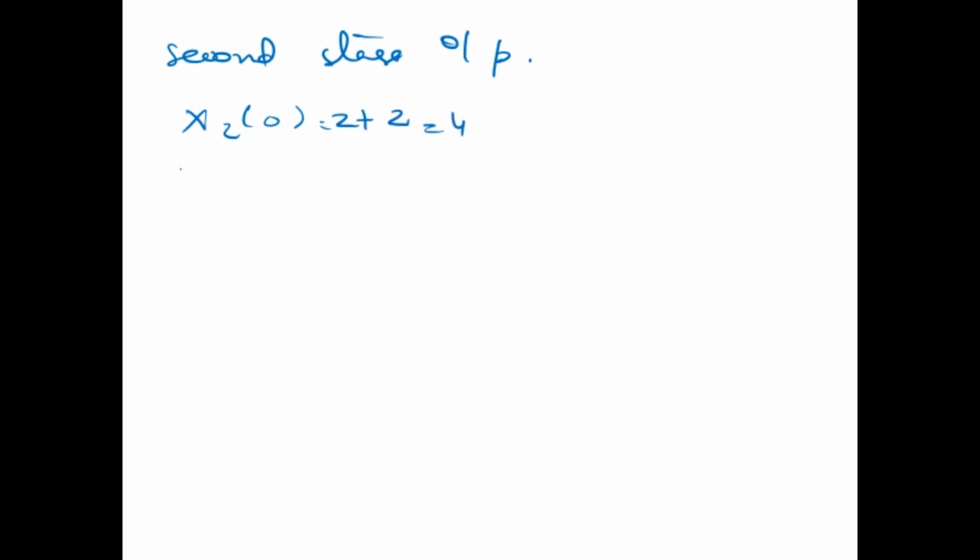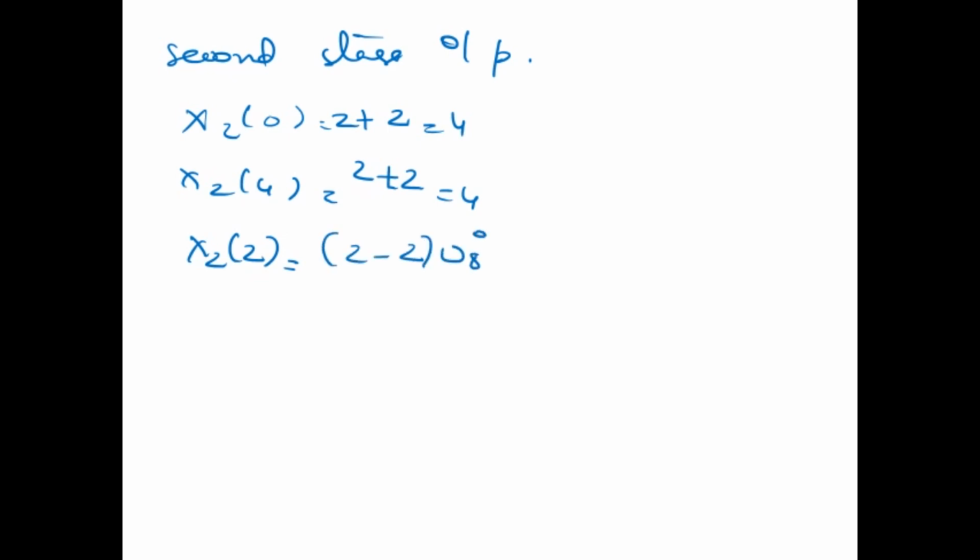Let us compute the second stage output. That means first stage output is input for the second stage. That is x2 of 0 is equal to 2 plus 2, which is equal to 4. x2 of 4 is equal to 2 plus 2, which is also equal to 4. x2 of 2, which is equal to 2 minus 2 into omega 8 of 0, which is equal to 0. x2 of 6 is equal to 2 minus 2 into omega 8 of 0, which is equal to 0.